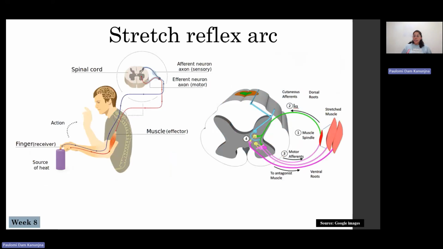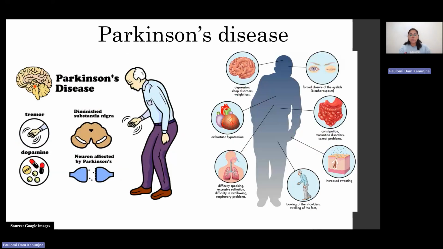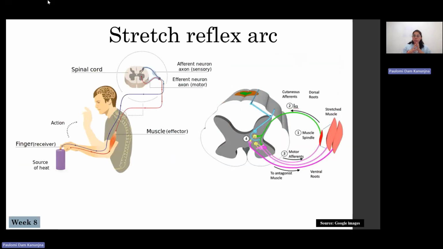Okay, right. So we discussed all about the neural system. We finished discussing the problems associated with the neural system. Now we will talk about what we had discussed in week 8, which was about the stretch reflex arc. Okay. Now what is the stretch reflex arc? It very beautifully connects whatever we have been discussing so far.